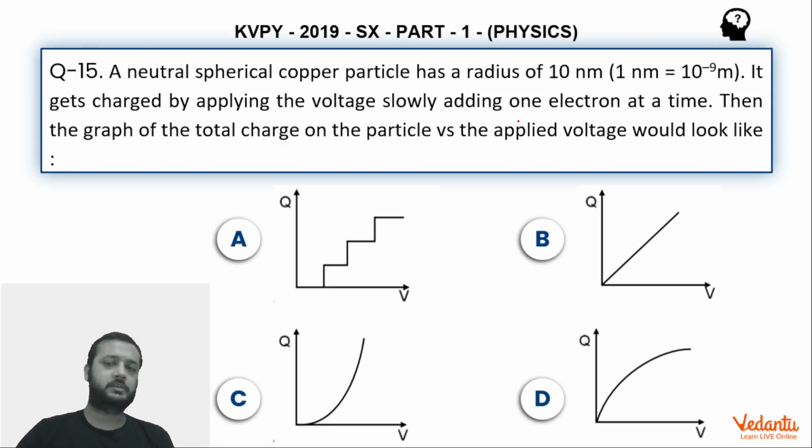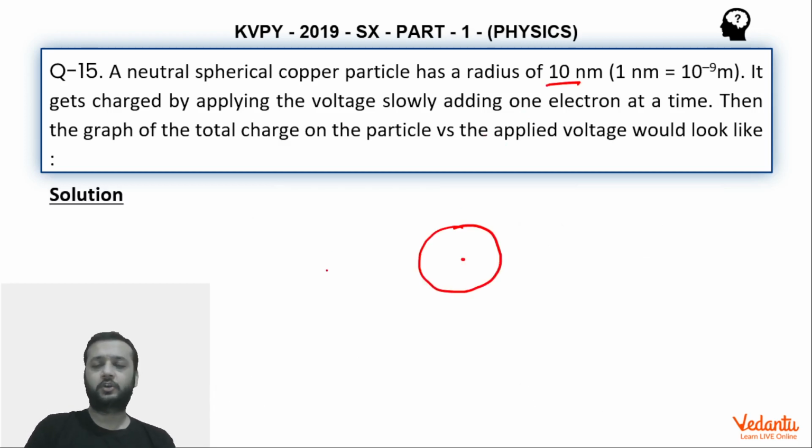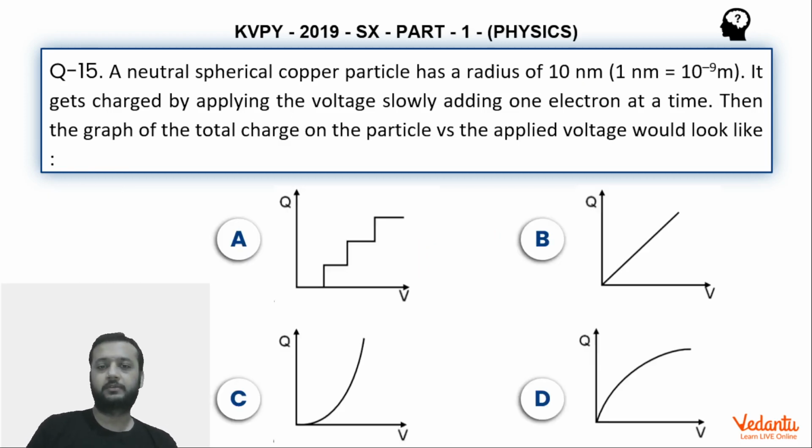Why so? Because when electrons are being added, naturally the charge on the sphere will be negative, and the potential that it would acquire will also be negative. So that is why I'm saying the y-axis represents the magnitude of the charge and the x-axis represents the magnitude of the potential. So in each of the graphs, it represents the magnitude. Now we have to select the correct graph.